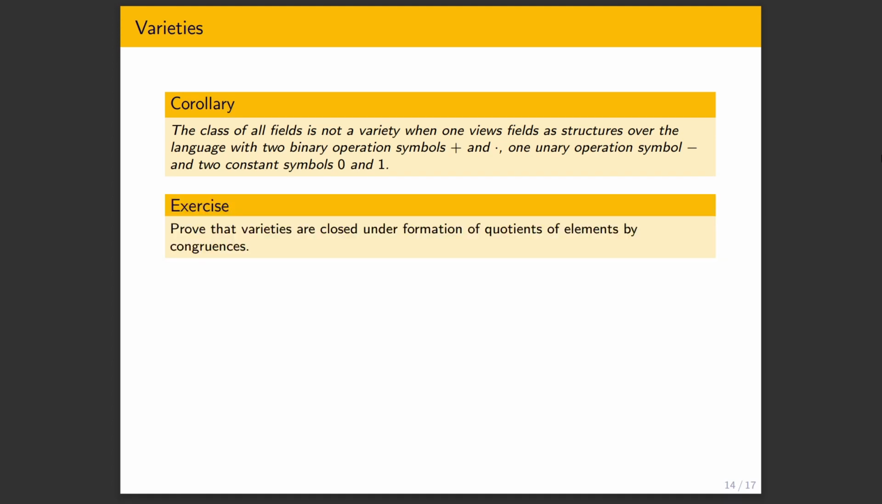Alright, so now a quick exercise, maybe to prove that varieties are closed under the formation of quotients by congruences. You can just do this by noting that they're closed under homomorphic images and thinking about quotient maps. But that's a thing to think about, maybe.